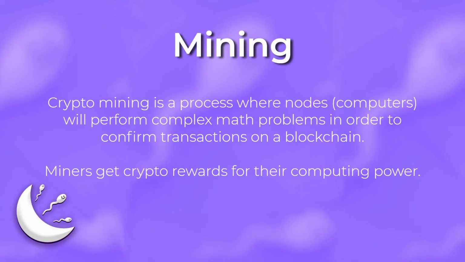Crypto mining. So we're also going to be doing an in-depth video on crypto mining because it's been requested quite a bit. But it's basically a process where nodes or computers or servers will do complex math problems, and this is used to confirm transactions on a blockchain, and miners will get rewards for their computing power. So just like how we were talking about the halving earlier, where the block reward for miners was halving every single time there was a halving event. That's kind of the rewards that we're talking about here. To the moon.